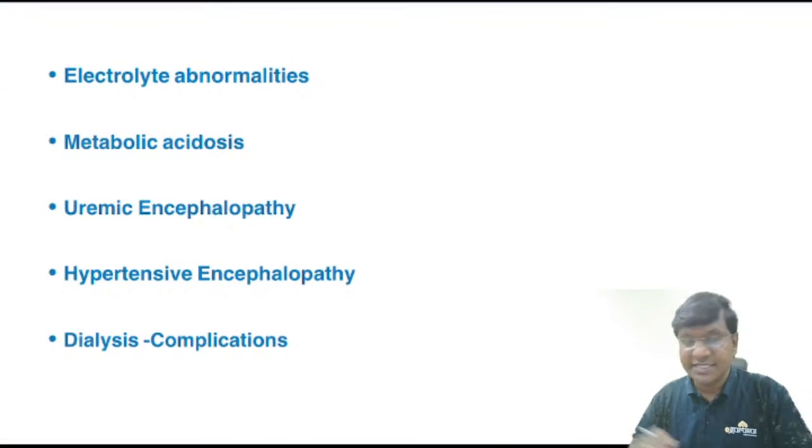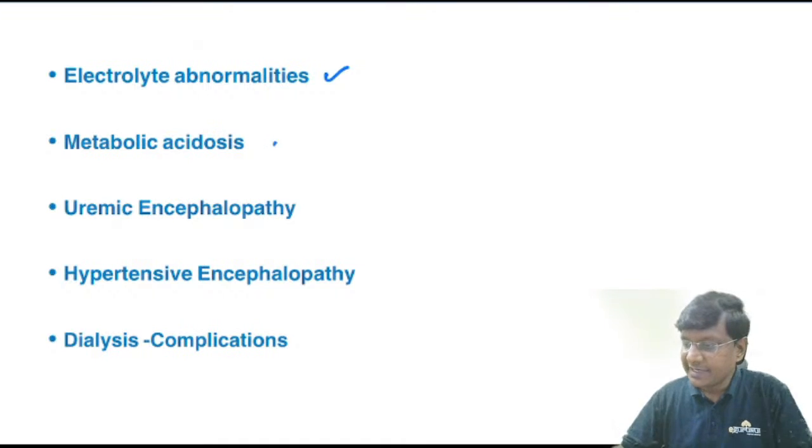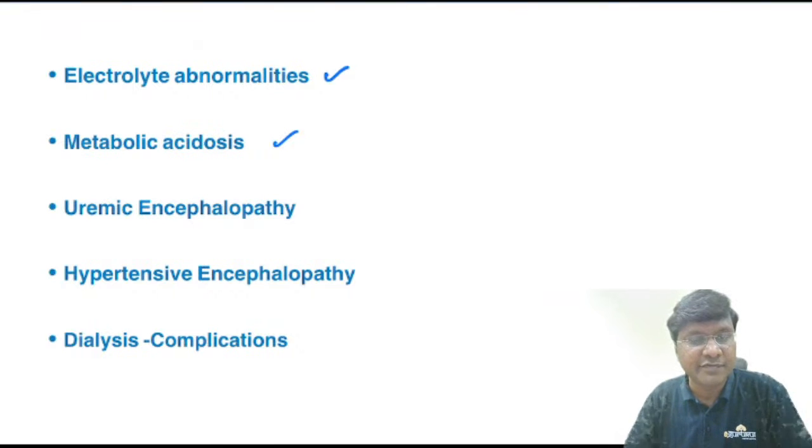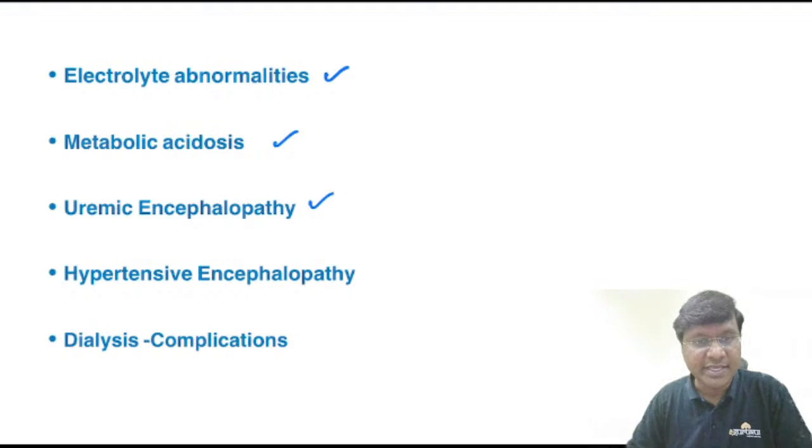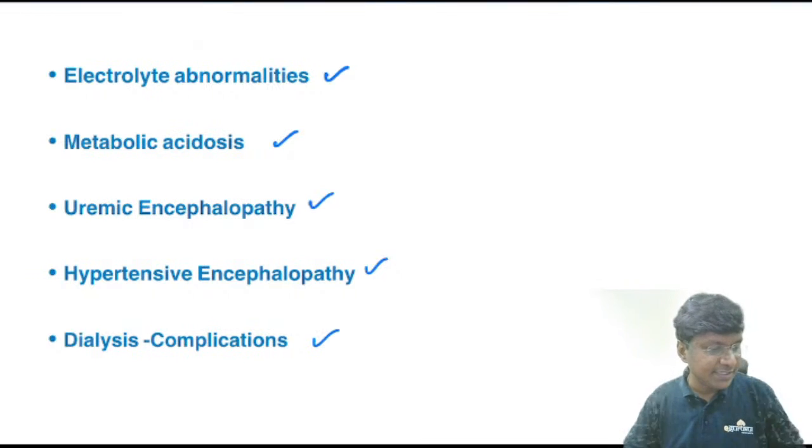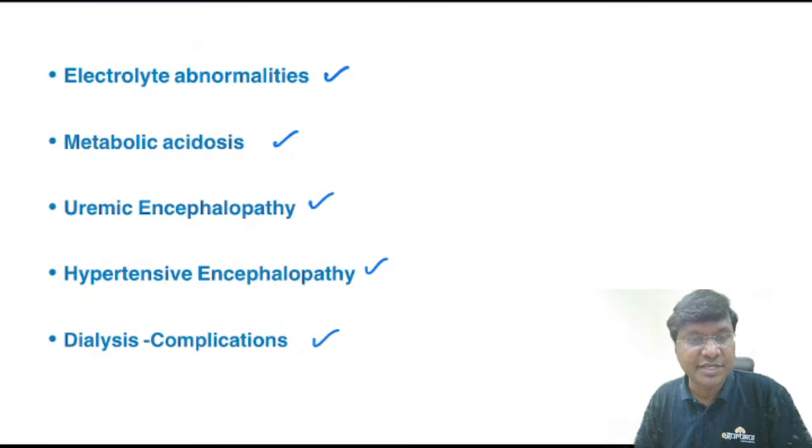These are all the abnormalities that can make a renal pathology patient present to the casualty in an emergency situation. One is the electrolyte abnormalities. What are those? I'll tell you. The second important emergency is metabolic acidosis. Then uremic encephalopathy is another important emergency in nephrology. Then hypertensive encephalopathy, and then dialysis related complications. So these are the nephrology emergencies with which the patient can present to the casualty, right?